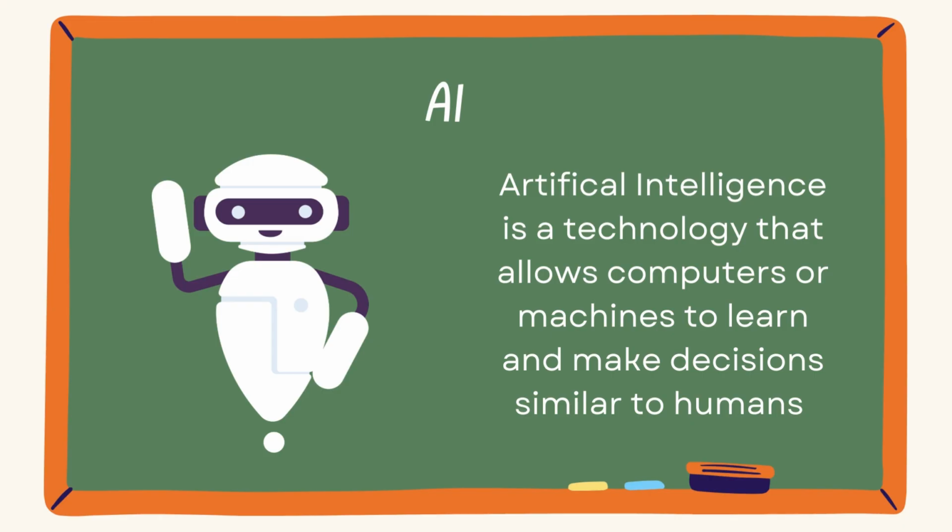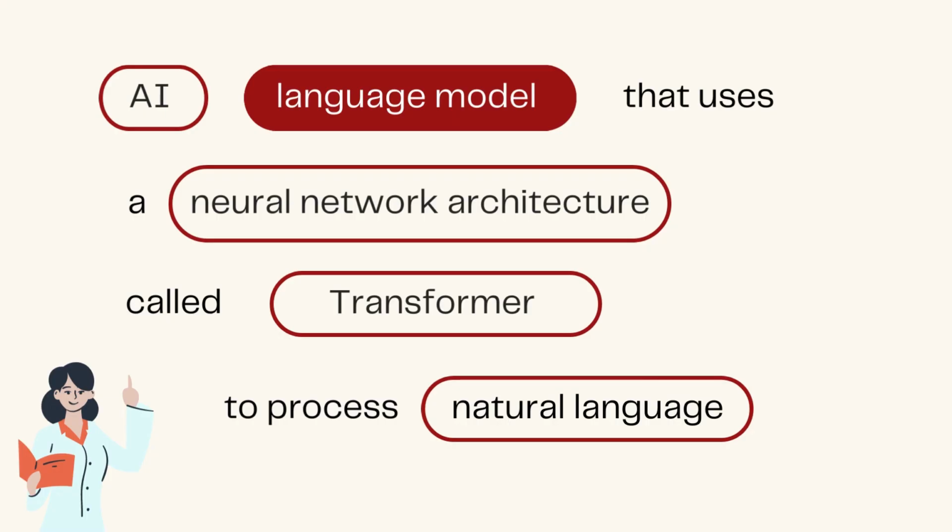Now let's go to AI. AI, artificial intelligence, is the technology that allows computers or machines to learn and make decisions as if they are humans. And in the case of ChatGPT, they use an AI language model.